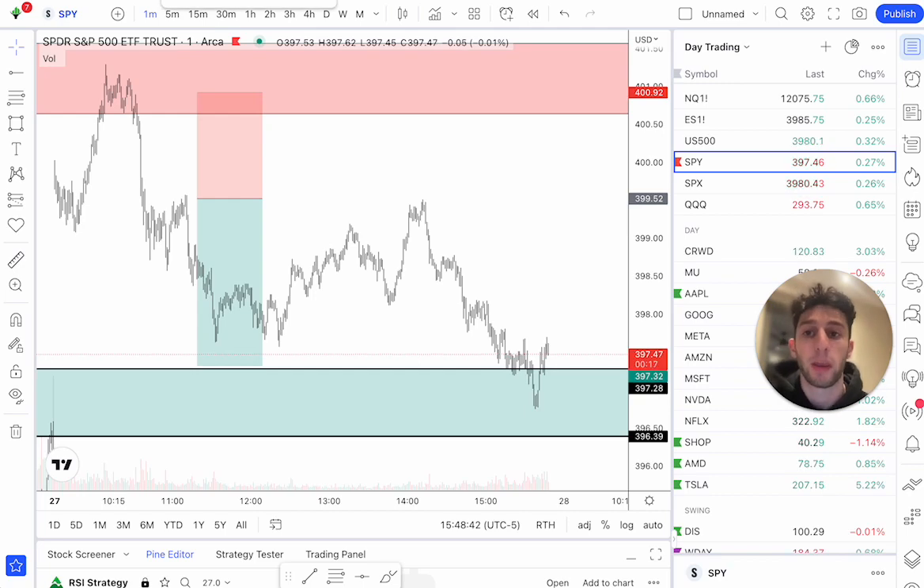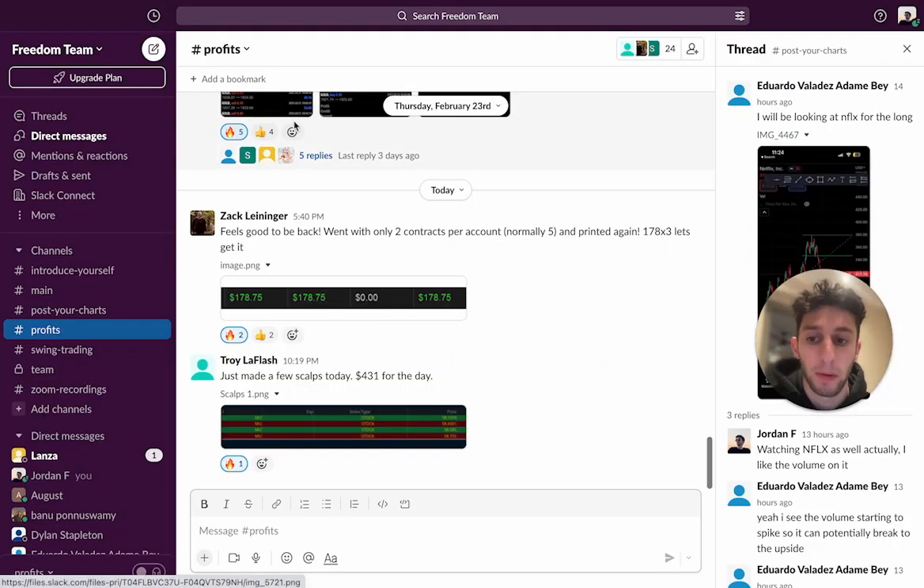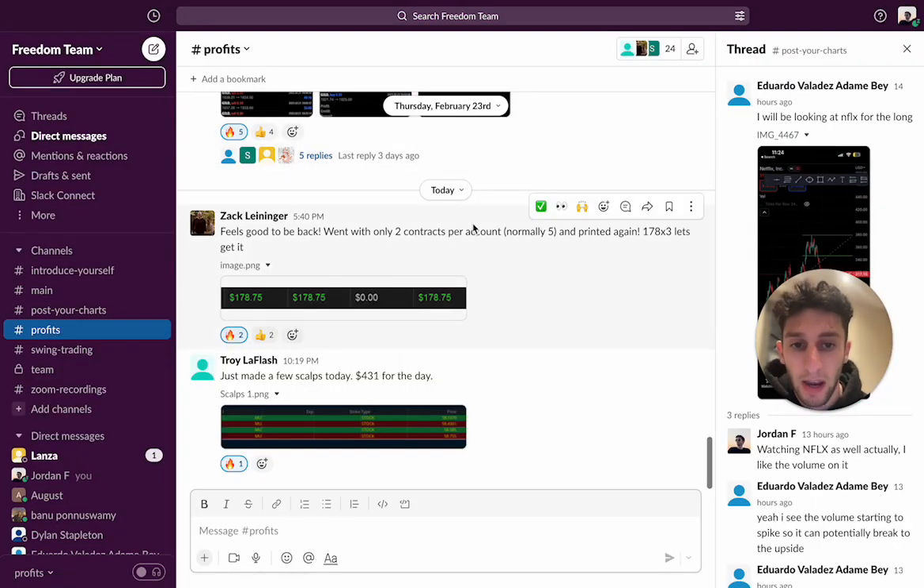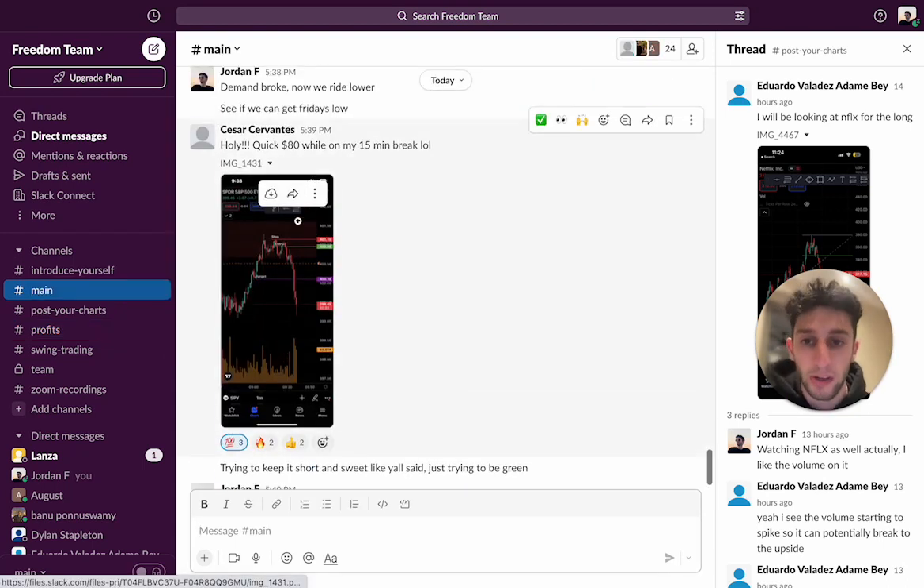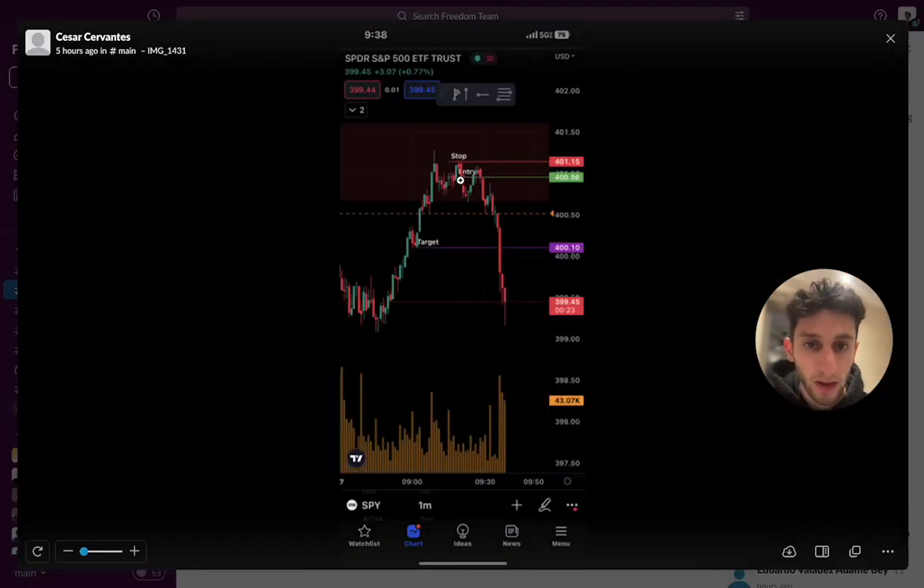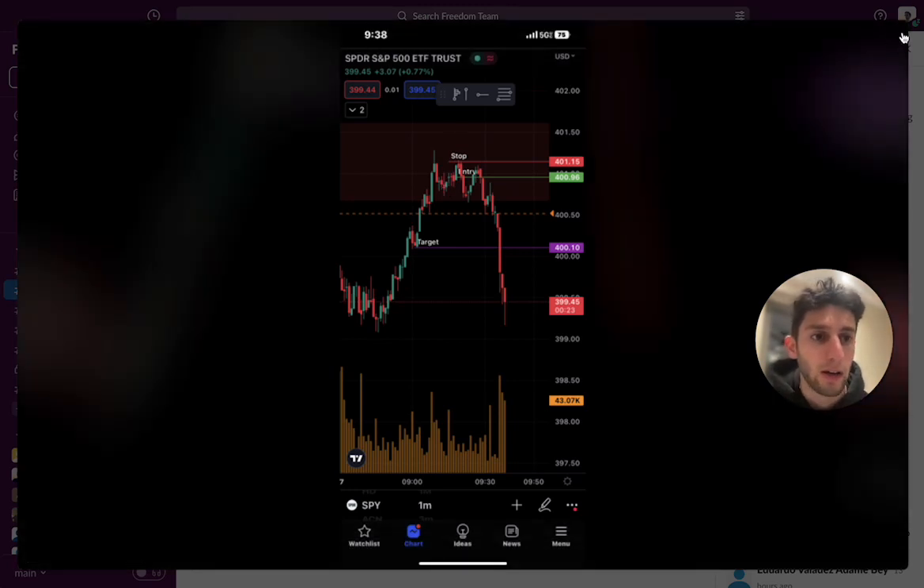Also had the same exact plan with people in the team. Zach made about $178, tied to 3 different accounts, so very, very good profit there. Troy, $431 on the day with some scalps. We even had a small account with Caesar, a quick $80. Very simple trade. You can see entry, stop, target, very good risk reward. Very happy trading in the Freedom Team.